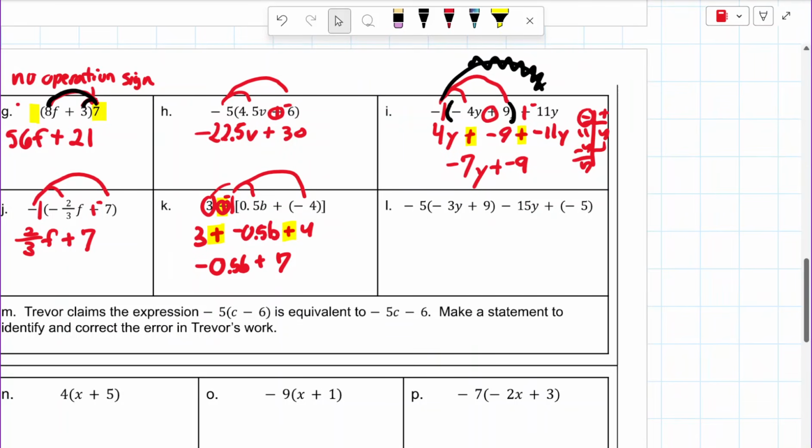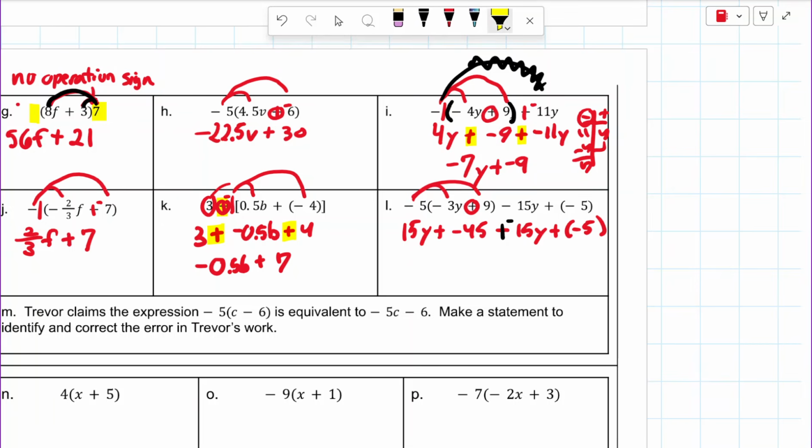All right. Now we're going to put everything together here. On this one, we have negative 5 times negative 3y. A negative times a negative is a positive 15y. And negative 5 times positive 9 is a negative 45. We'll bring down the plus sign right here. Minus 15y plus negative 5. There's no more distributive property to be done, but we do have this subtraction sign right in the center. Additive inverse.